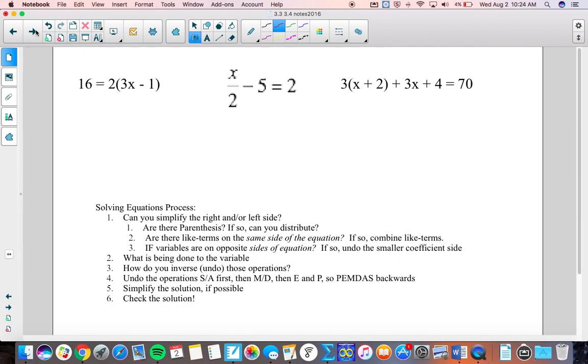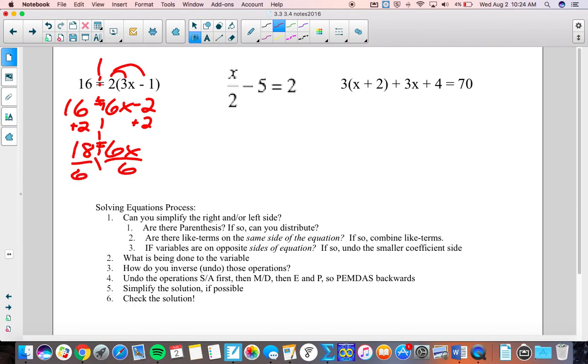All right, last set right here. So what would we do here? This looks complicated. Can you simplify? Can you distribute? Yes. So we get 6x minus 2 equals 16. So now we'll add 2 and add 2, and we get 6x equals 18. What's being done to x? It's being multiplied by 6, so we divide by 6. We get x equals 3.